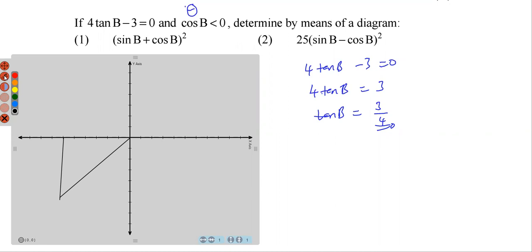So let's have our 90 there. Let's have our R. We don't have our R there. Let's have our X, which is our adjacent. Let's just put this one as our B. Okay, then here it's negative 4, and this one here is negative 3. So now you know that these values are negative.